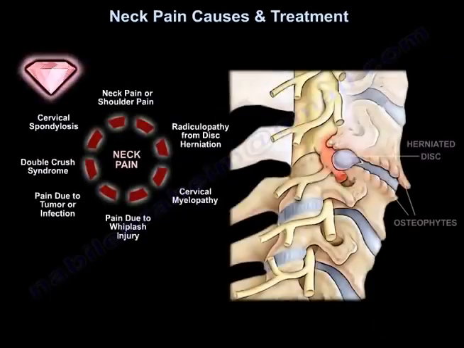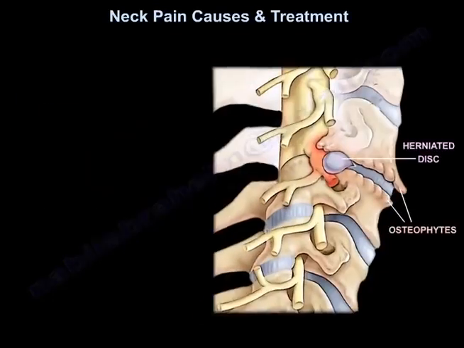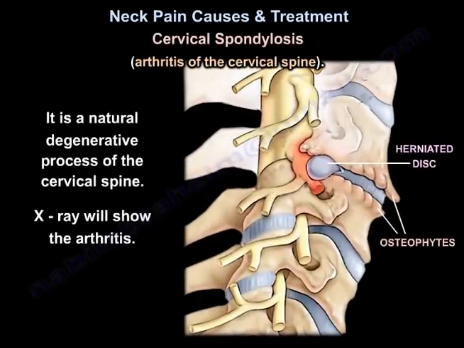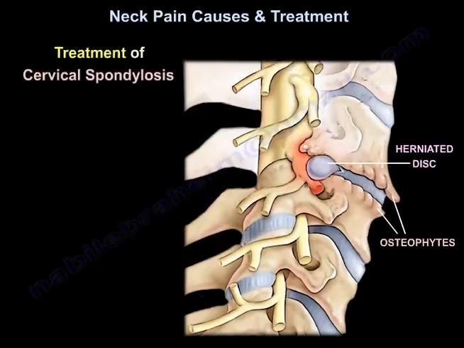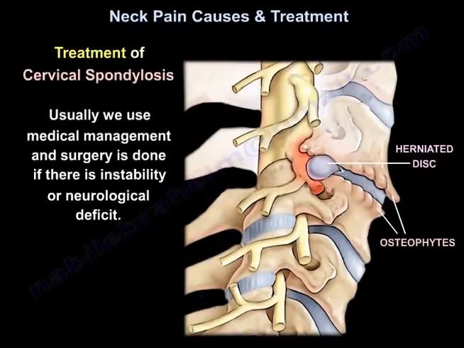Another cause of neck pain is cervical spondylosis, which is arthritis of the spine. It is a natural degenerative process of the cervical spine. The X-ray will show the arthritis. Treatment usually uses medical management, and surgery is done if there is instability or neurological deficit.